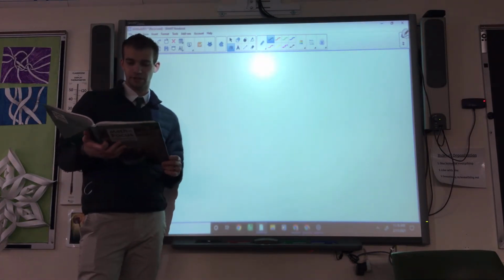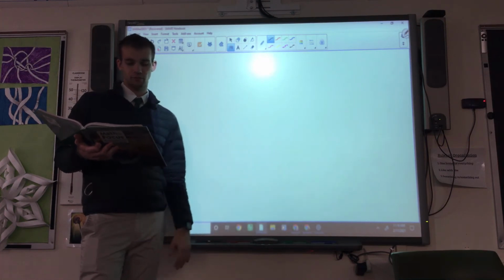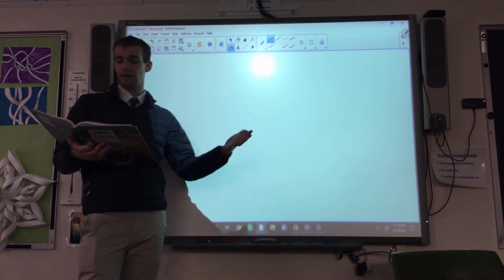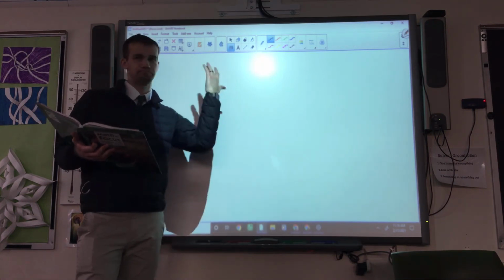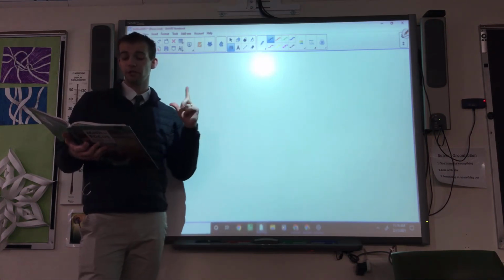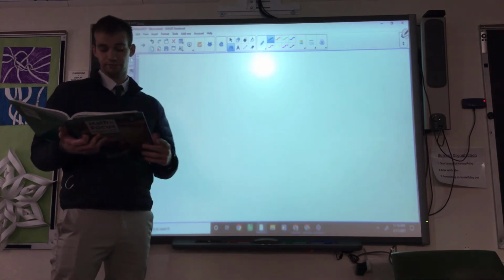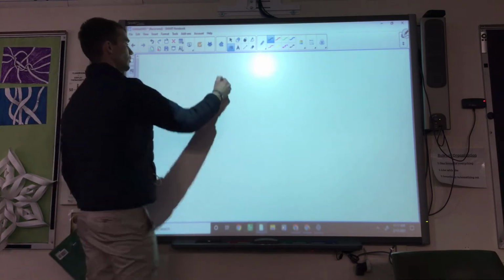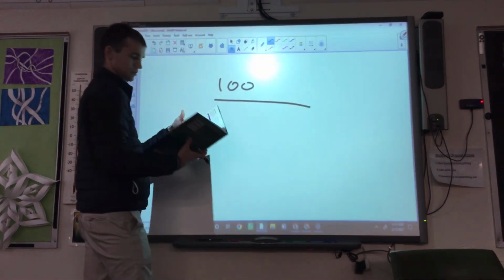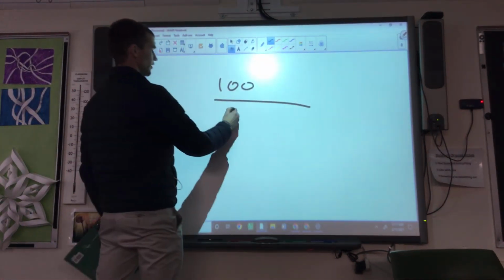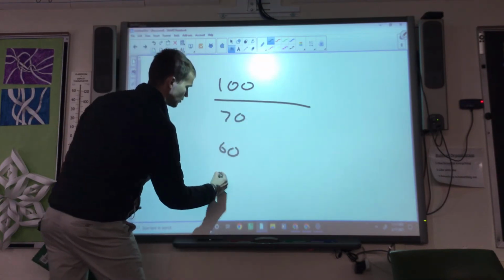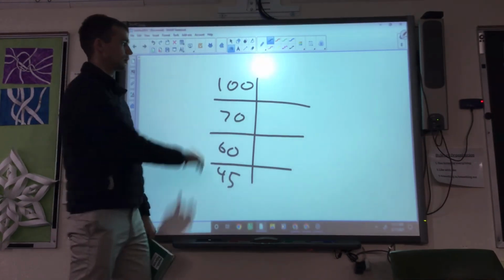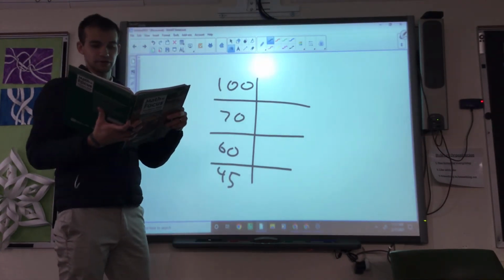Page 188 has another example. Example 4 on the bottom of 188 says find the quartiles. You already know how to find the quartiles and the interquartile range of a set of data. Same thing. The only thing here is on page 188, it's got ticket price is $100, $70, $60, $45. For $100, it's got, let's see, 2, 4, 5, 11.